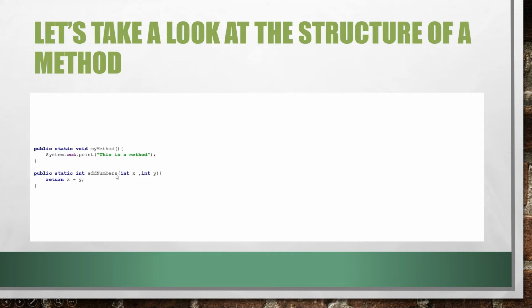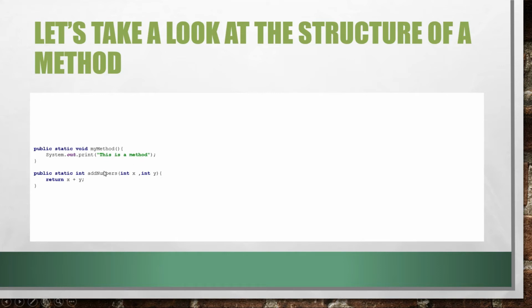You can also note that in myMethod, the parentheses right here, or should I say the brackets, is empty, right? So the parentheses is empty. That means that this method, or this function, doesn't need any parameters to basically operate. So it can just run as it is.